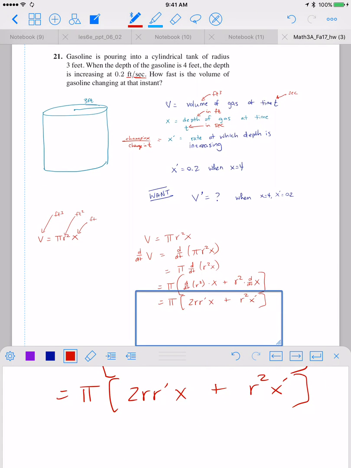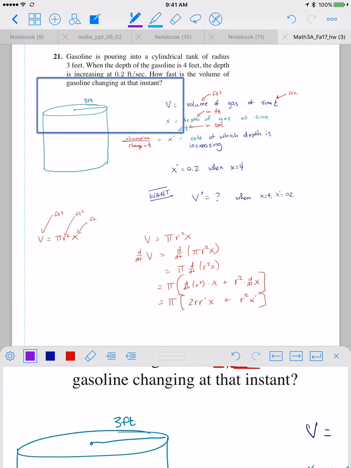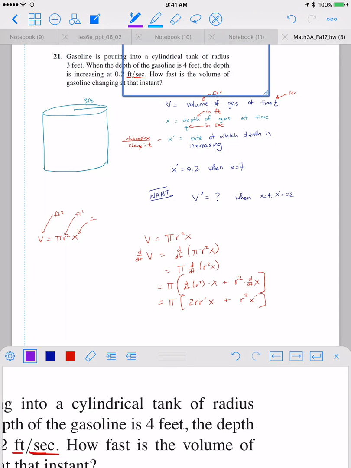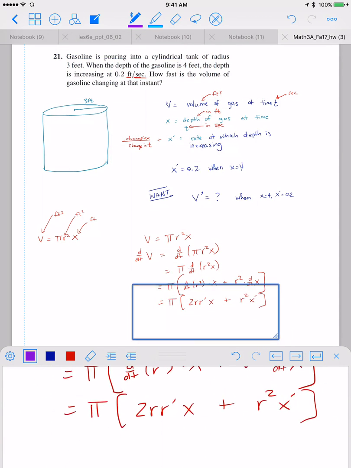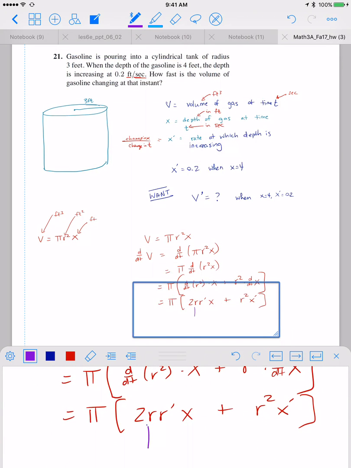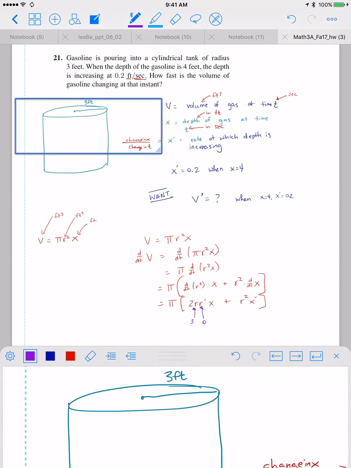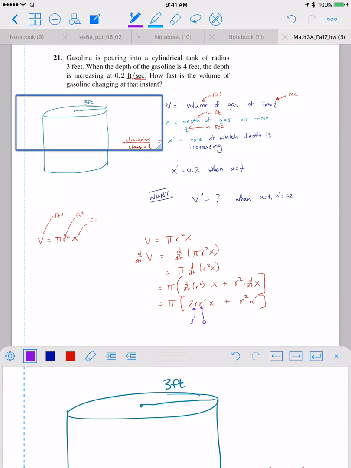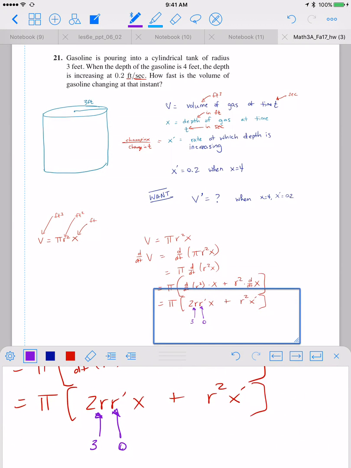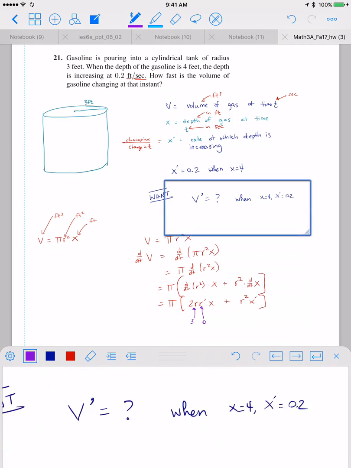Let's start plugging things in. So we're told that r is equal to 3, because that's given to us, right? Gasoline is pouring into a cylindrical tank of radius 3. So r is going to be equal to 3. What is r prime? r prime is going to be equal to 0. How do we know that? Because the radius of the tank is not changing. The radius stays at 3. So r prime is going to be equal to 0. What is x? x is going to be 4.